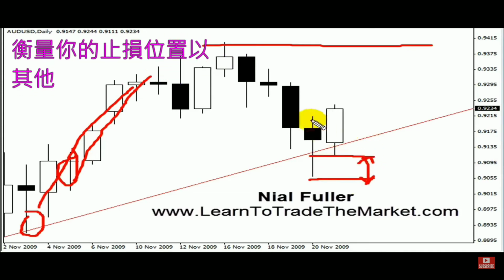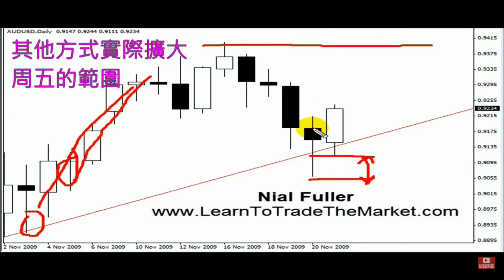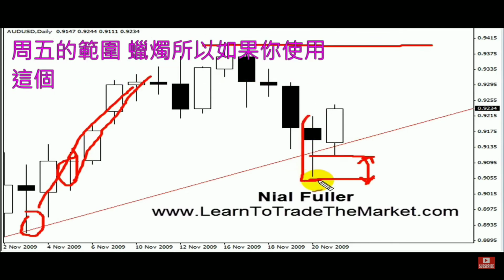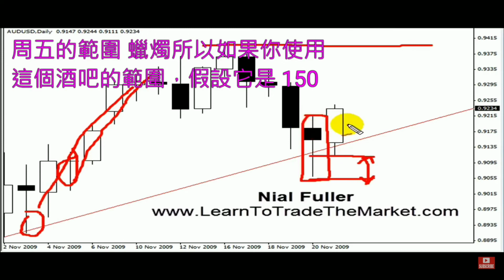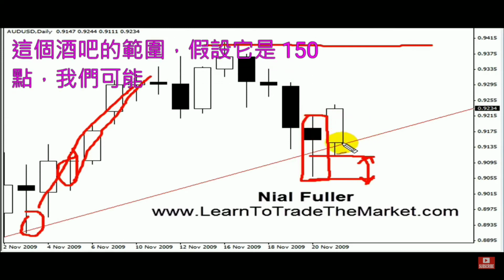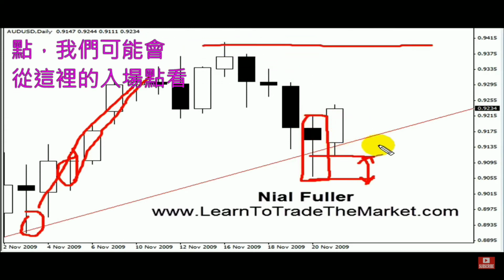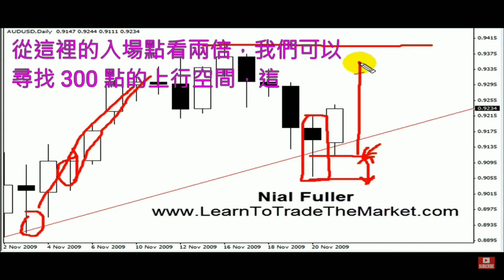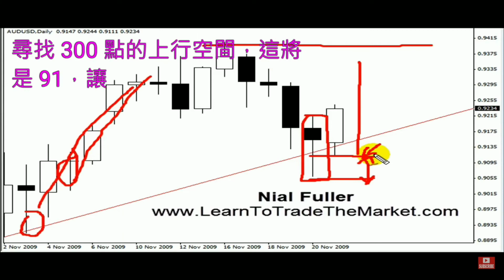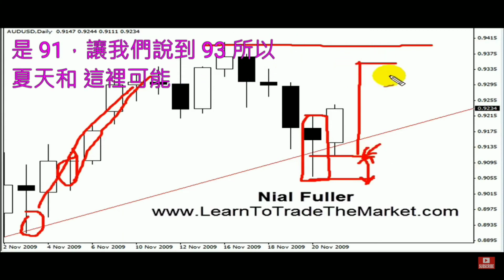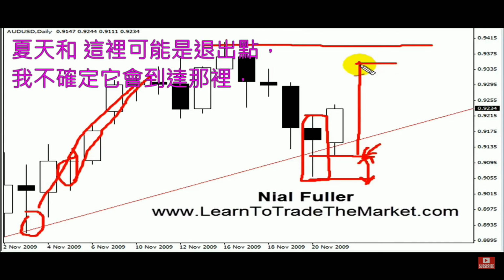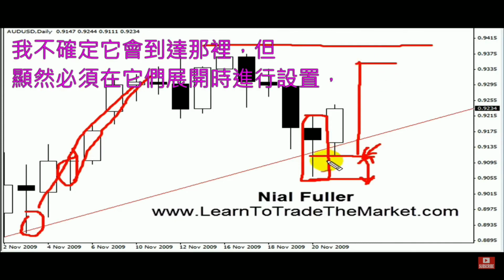Another way is to actually expand the range of Friday's candle. So if you're using the range of this bar, let's say it's 150 points, we might look at 2 times that range. From the entry here, we could look for 300 points of upside, which should be what, 91, let's say up towards 93. So somewhere in here could be the exit point. I'm not sure if it's going to get there, but obviously got to take the setups as they unfold.